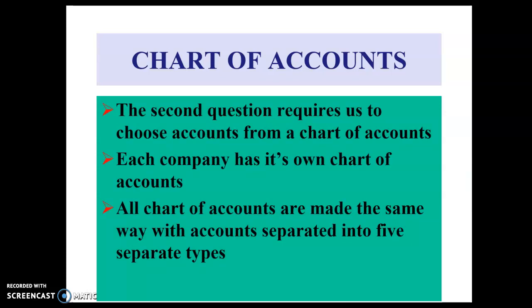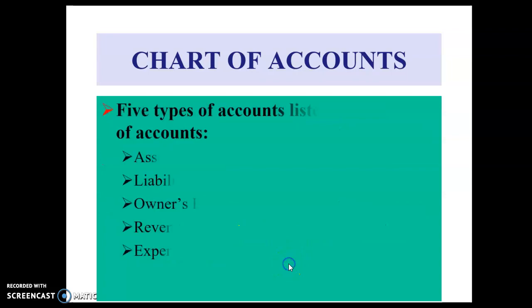We ask 3 questions when we're analyzing transactions. We showed that back in the previous PowerPoint. The second of those questions is, which account off the chart of accounts are we going to use when we're recording these transactions? Each company has its own chart of accounts, but all charts of accounts are made the same way. Accounts are separated into 5 main types. These are the 5 types: assets, liabilities, owner's equity, revenues, and expenses.